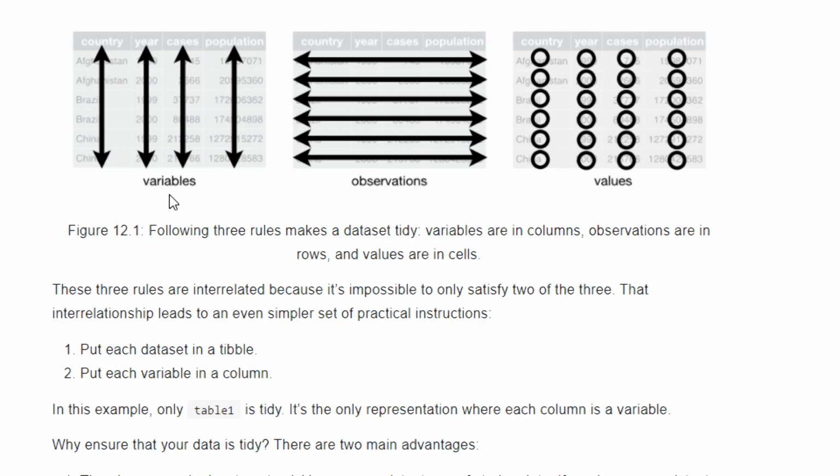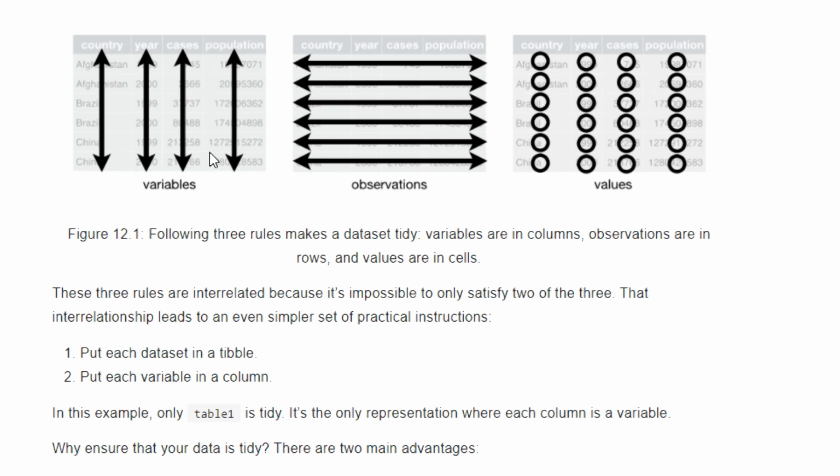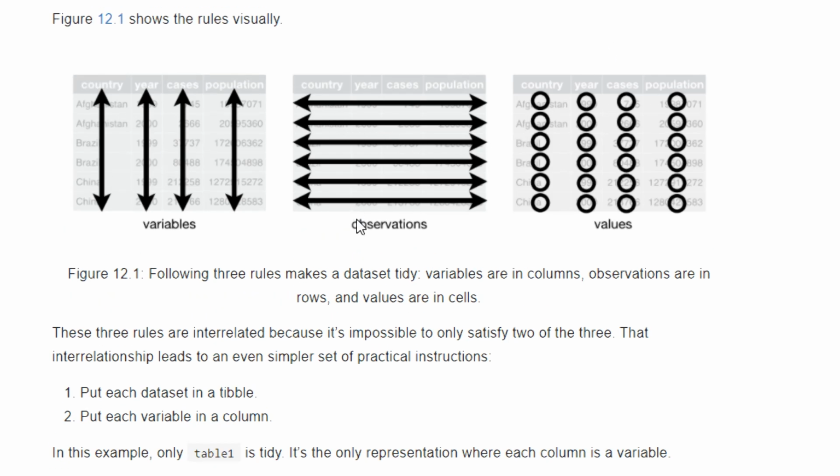This is figure 12.1 from the textbook R for Data Science. Observe how this textbook describes tidy data in this one figure. Every variable or attribute has its own column. Country has its own column, year has its own column, cases has its own column, and population has its own column. Every observation has its own row. In this situation, every observation is uniquely identified by the country and the year. Thus, every combination of country and year has its own row. Hence, every observation has its own row.